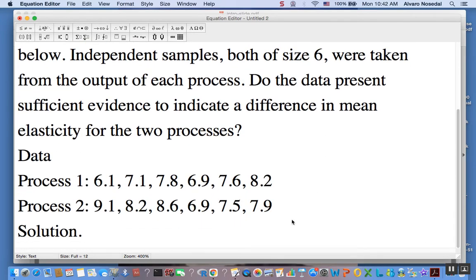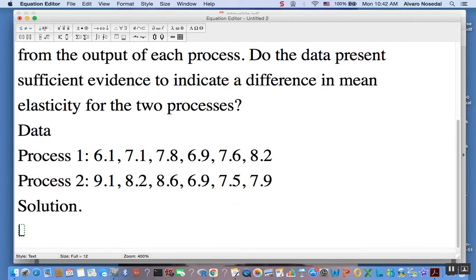Okay, so that's our data set. 1, 2, 3, 4, 5, 6. That's coming from process 1, another 6 observations coming from process number 2. And again, we would like to see if we have any evidence that the average for these two populations are different. Okay, so how about we start constructing a statistical model, right?